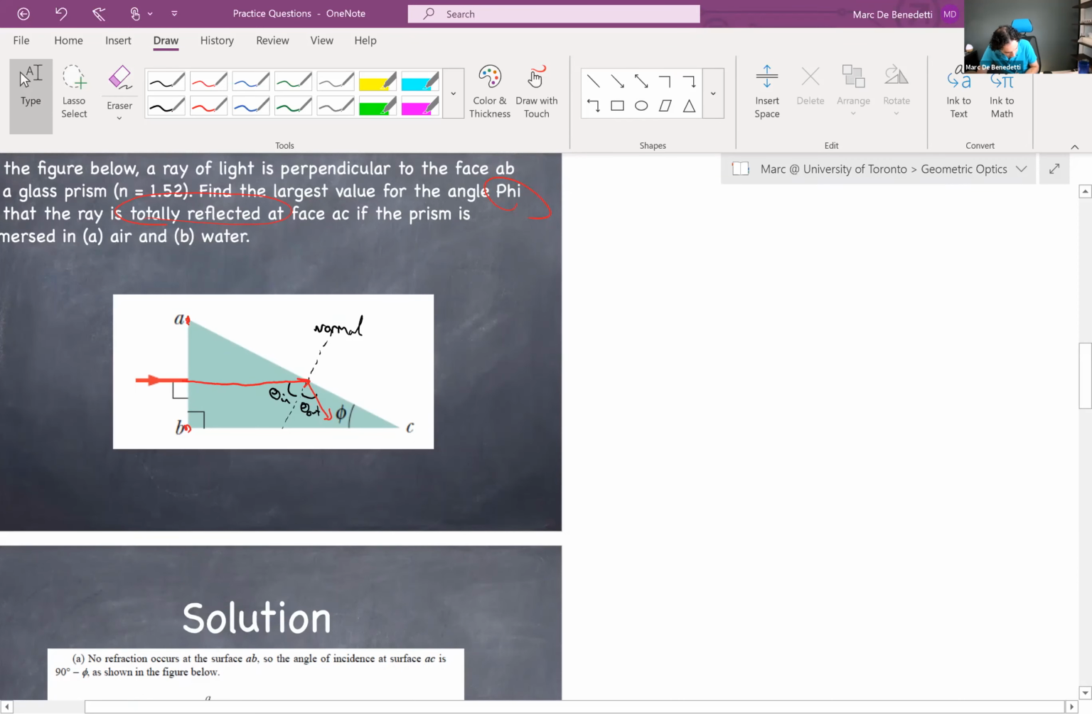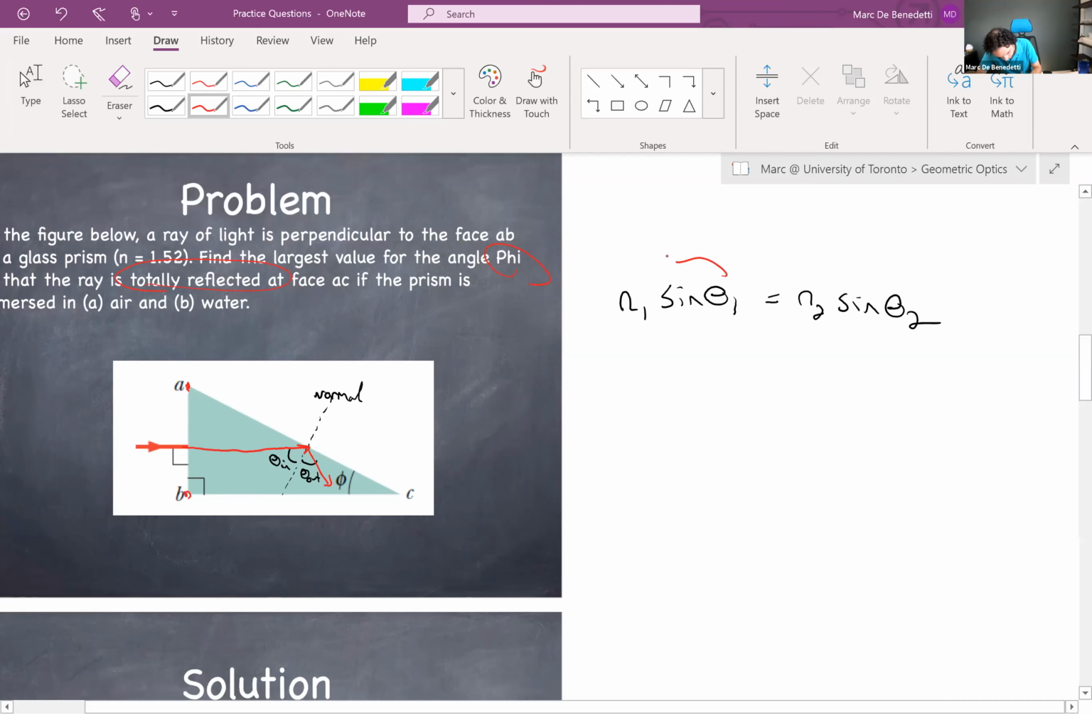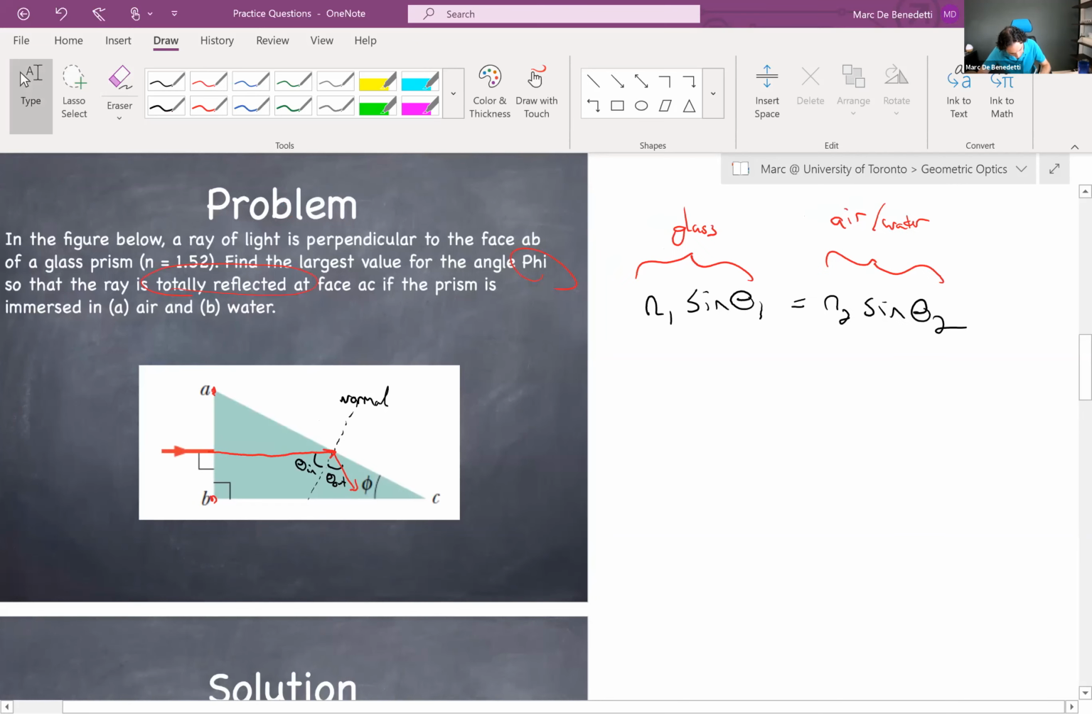Let's see here. What are we doing? Let's do Snell's law. N1 sine theta 1 equals N2 sine theta 2. So N1 is glass, and N2 is either going to be air or water, depending on whether you're doing part A or part B. So just to recap here, this is either air or water, and this is the glass here.